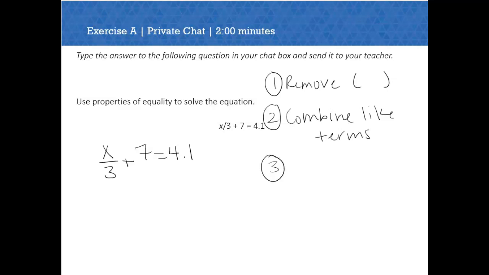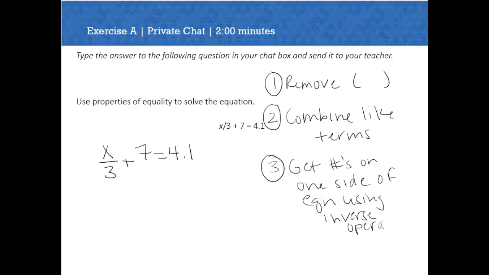Step 3 is to get numbers on one side of the equation using inverse operations. And then we'll see eventually where we have variables on both sides, so we're going to get variables on one side of the equation using inverse operations. So those are kind of the steps we're going to follow. Right now, we don't have parentheses, we don't have like terms, but we can start here.